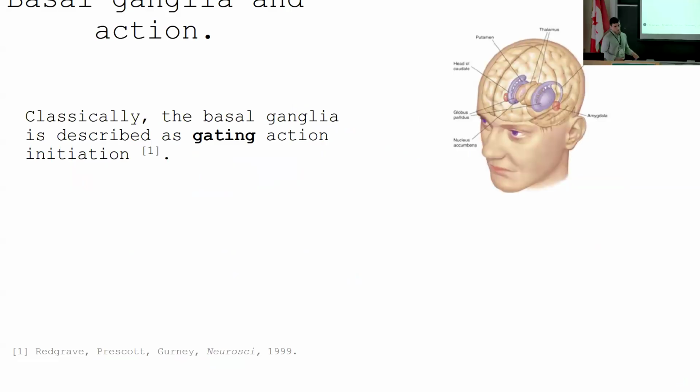So classically, the basal ganglia has always been described as gating action initiation, controlling what actions happen. The analogy you always hear in undergraduate neuroscience classes is that it's like a system of brakes that are all constantly inhibiting the progression of any action. And then when an action should be performed, it takes the brakes off of that specific action, or the cortical regions encoding that specific action.